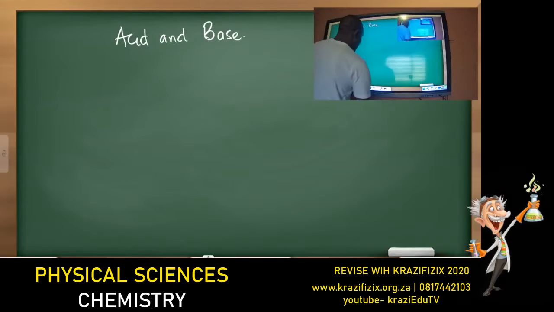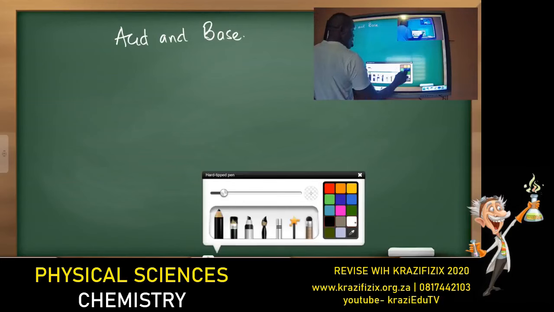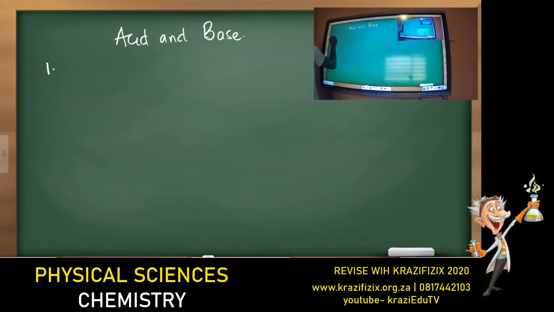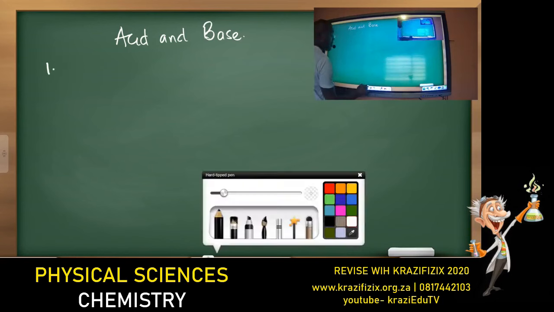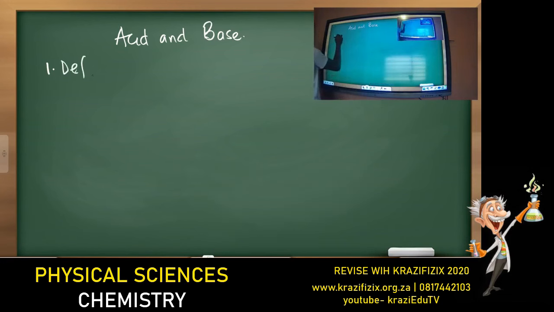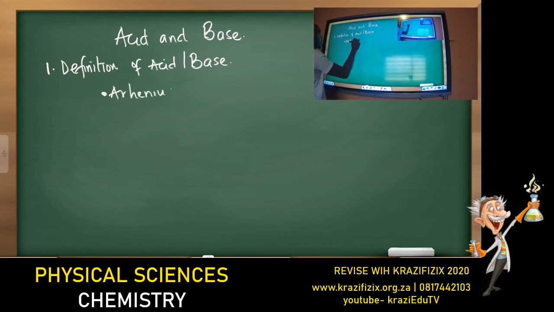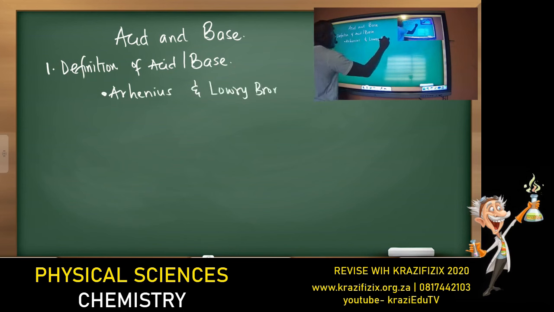Now I'm going to give you a checklist of what I should know when I talk about acid and base. The first thing is to be able to define, that we cannot negotiate: the definition of acid and base. I'm just going to list the things we should know here because of time frame. Acid and base, and we know we have two definitions: Arrhenius and Lowry-Bronsted. You do have all those definitions with you.